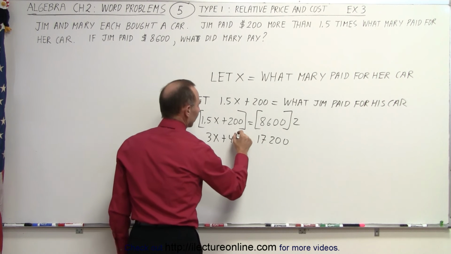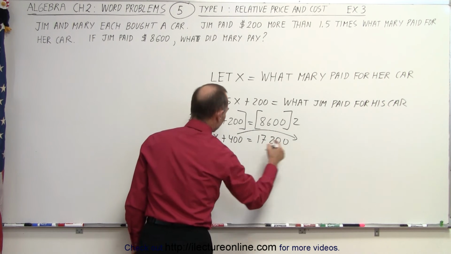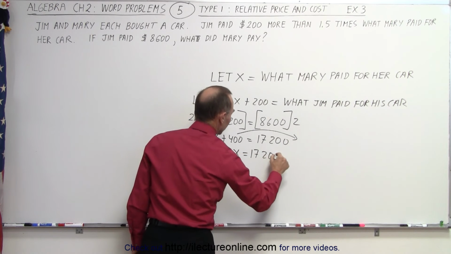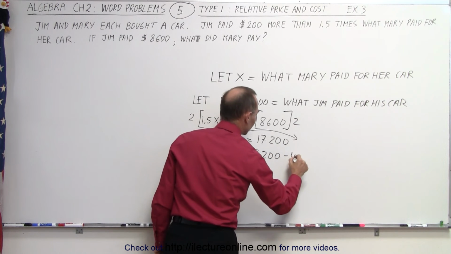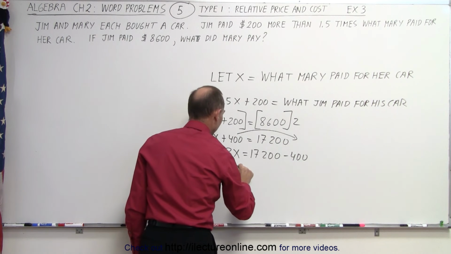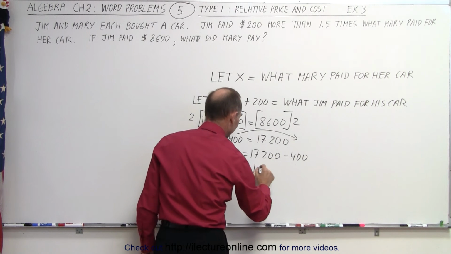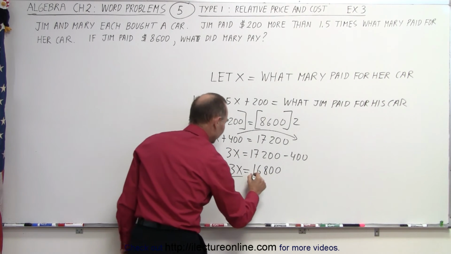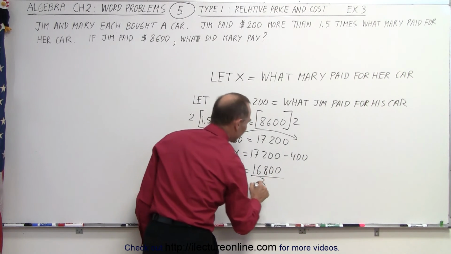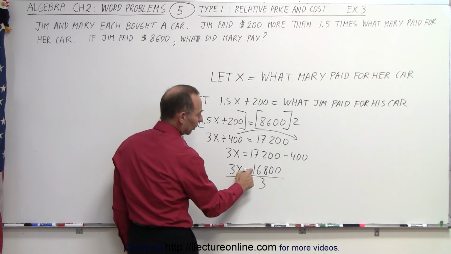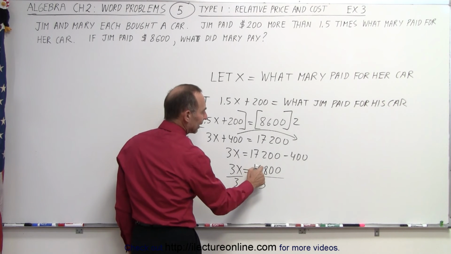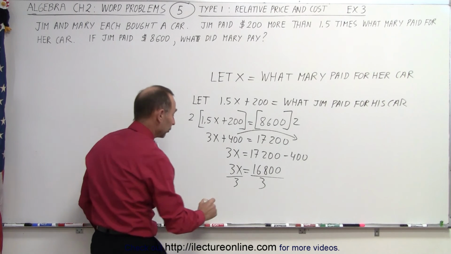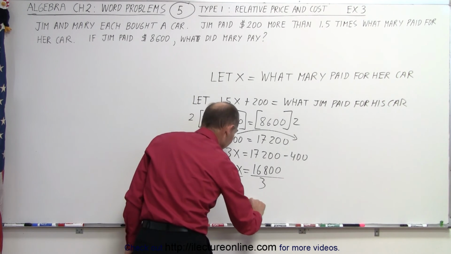Now we subtract the 400 from both sides by moving the 400 across. So 3x is equal to 17,200 minus 400. So 3x is equal to 16,800. And now we divide both sides by 3. And a quick check, when I add these together, 1 plus 8 is 9, and 6 plus 9 is 15, 1 plus 5 is 6, that's divisible by 3, so the whole thing is divisible by 3.